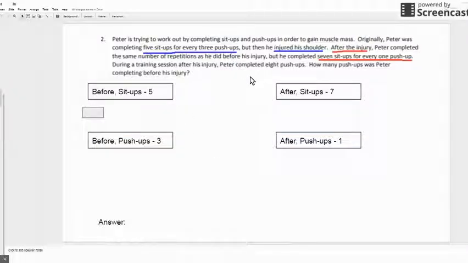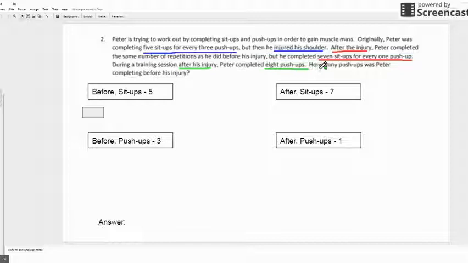Now let's go ahead and look at what they're asking. Okay, they're going to give us now some more information and a question. During a training session after his injury, so we're talking about after his injury, Peter completed 8 push-ups. So we're talking about the 8 push-ups here. So let's go and take out our green highlighter or green pen. So we're talking about after injury, and we're talking about 8 push-ups.